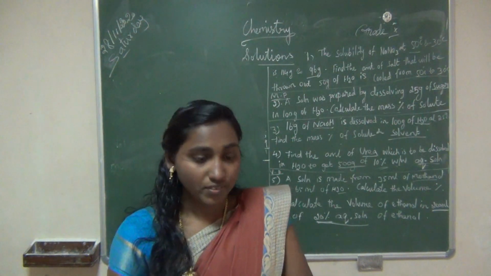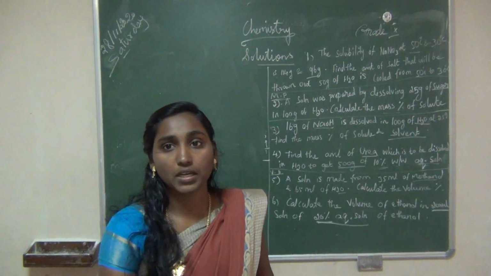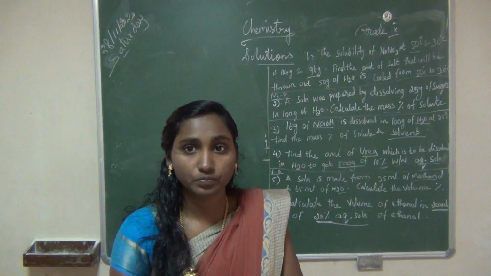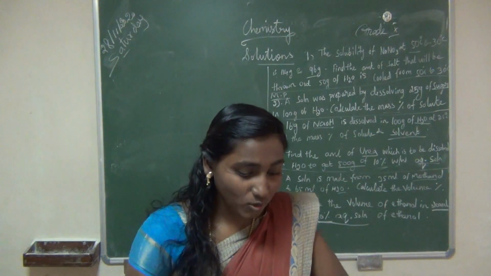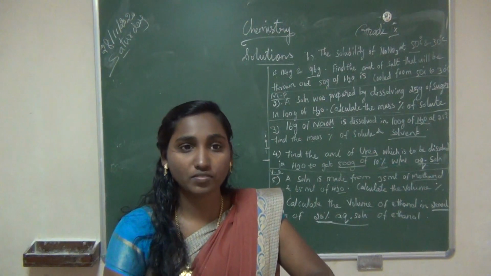Then the second one: an example for liquid in solid type solution is, this question also already we marked, I think, mercury with sodium, amalgam. Third one: solubility is the amount of solute dissolved in 100 gram of solvent.